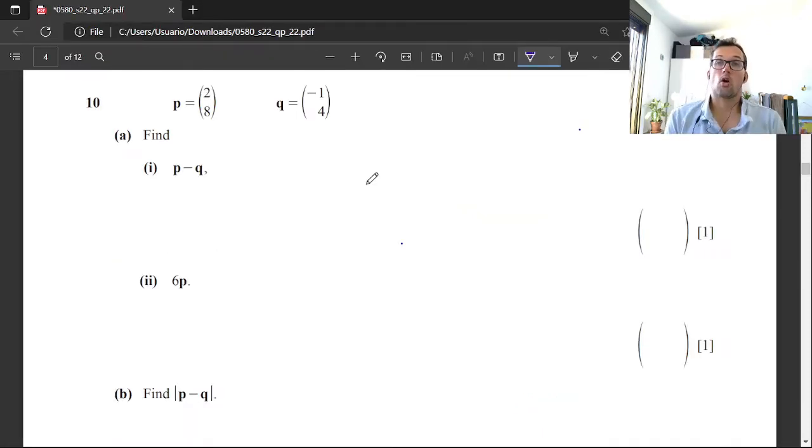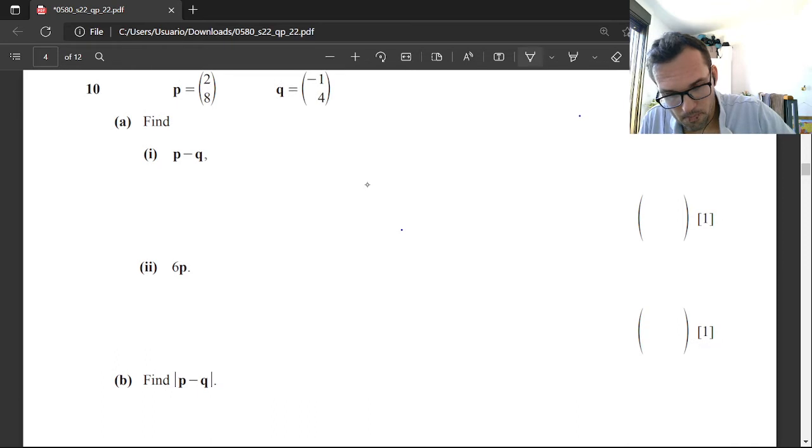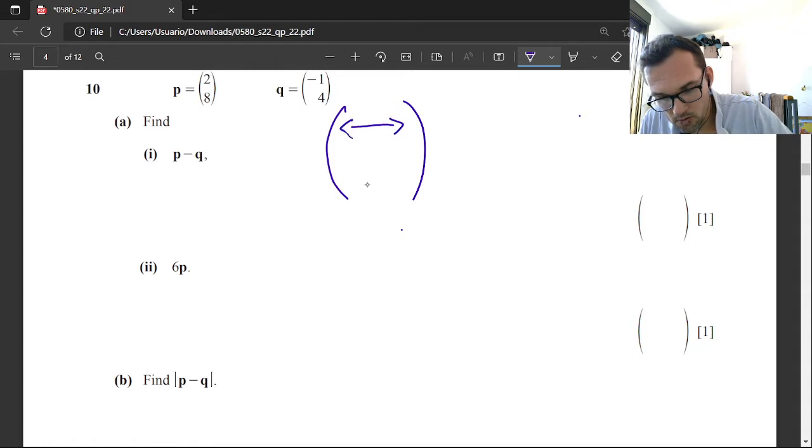Question 10, column vectors, and I'm going to explain this the long way so you understand exactly what is going on here. Right, so first of all, column vectors, remember this. We've got a number at the top, and that number tells us how much to go left or right. If it's positive, we go to the right. If it's negative, we go to the left. And the number at the bottom tells us how much to go up or down. If it's positive, we go up. If it's negative, we go down.